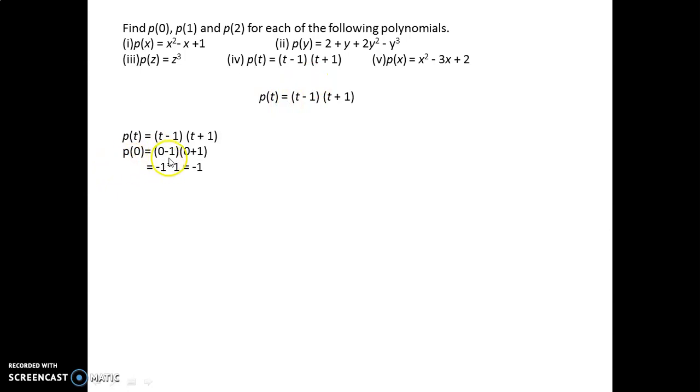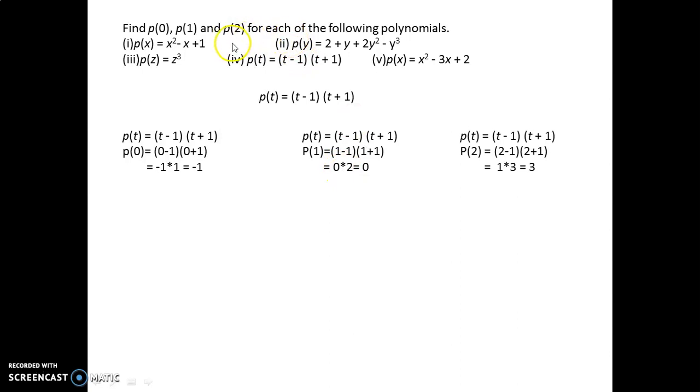So it will be 0 minus 1 into 0 plus 1. 0 minus 1 will be minus 1 and 0 plus 1 will be 1. Minus 1 into 1, the value will be minus 1. So p of 0 is equal to minus 1. Coming to p of 1, I am substituting 1 in the place of t. So it will be 1 minus 1 into 1 plus 1. So it will be 0 into 2, that is 0.